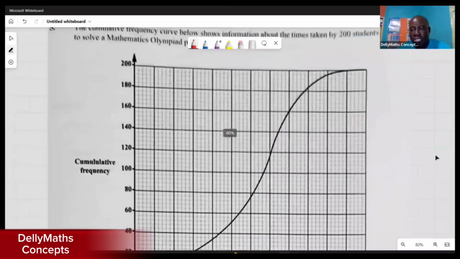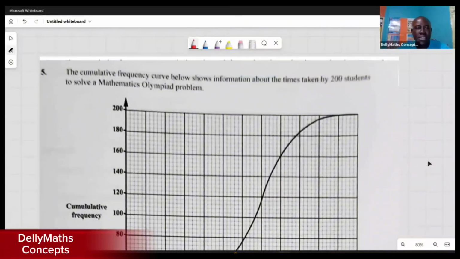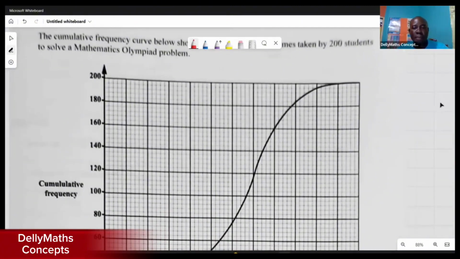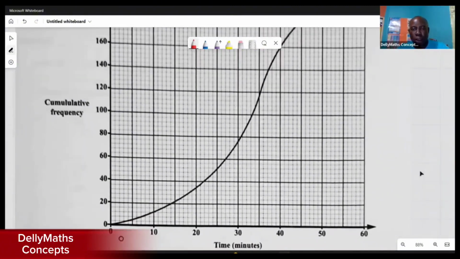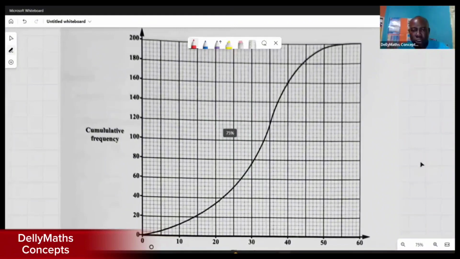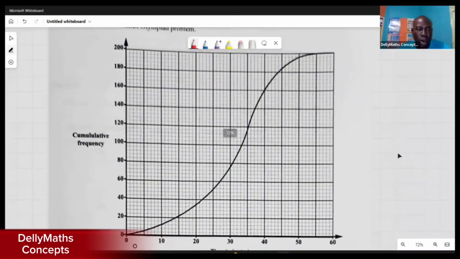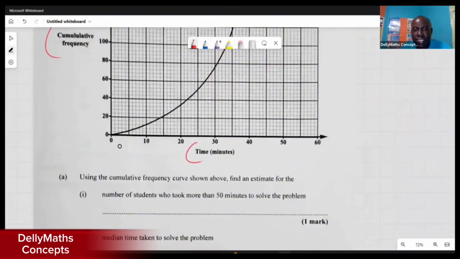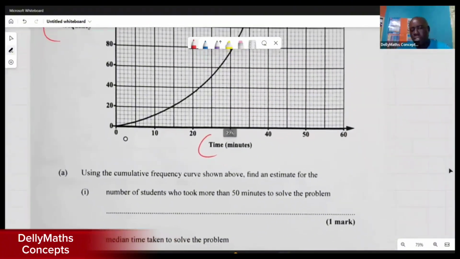All right, number 5 is a statistics question. It says the cumulative frequency curve below shows information about time taken by 200 students to solve a mathematical problem. So we're looking at the cumulative curve right there. On this axis, we have the cumulative frequency, and on the x-axis, we're seeing the time taken in minutes. All right, let us respond to the question.